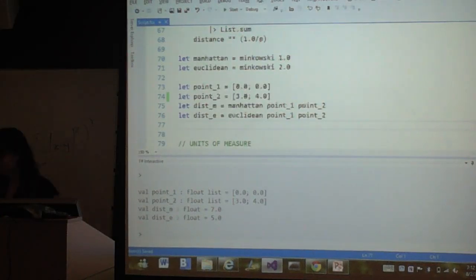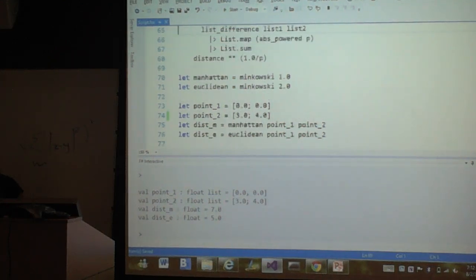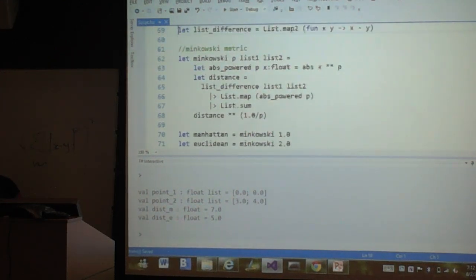I don't know if this will take us too far off topic, but could you go to the Minkowski function when it was declared and step through it a bit to see how it maps to the math? I'm having trouble making that mapping. There's too much new stuff there at once. So Minkowski takes a power and 2 lists. And this is Manhattan and this is Euclidean, basically.